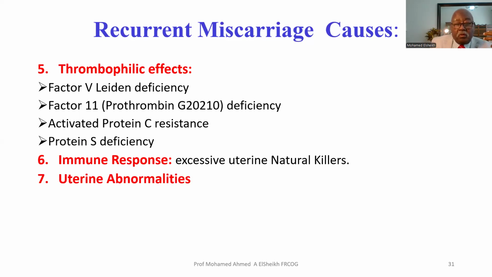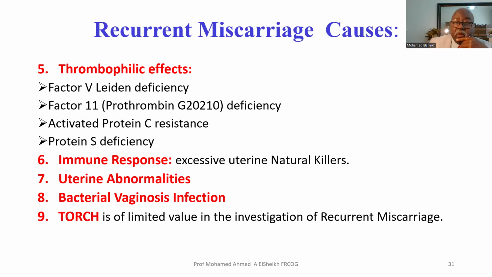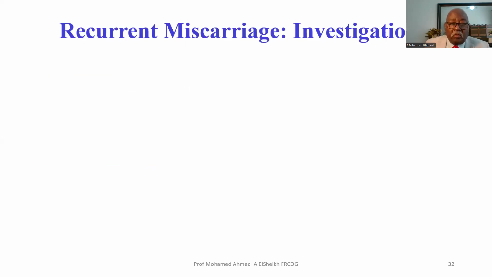Immune response: excessive uterine natural killer cells. Uterine abnormalities, whether there is a bicornuate uterus, bacterial vaginosis, infection, and TORCH. We believed that TORCH has a great responsibility in recurrent miscarriage, but nowadays investigations show that TORCH infection has a limited place in the causes of recurrent miscarriage. TORCH: toxoplasma, rubella, cytomegalovirus, and herpes. The tenth one is cervical weakness, leading to recurrent miscarriages.